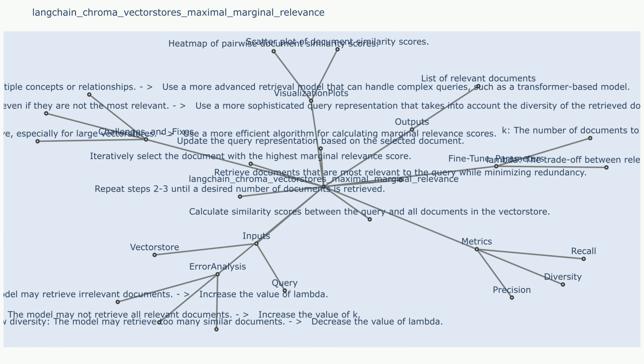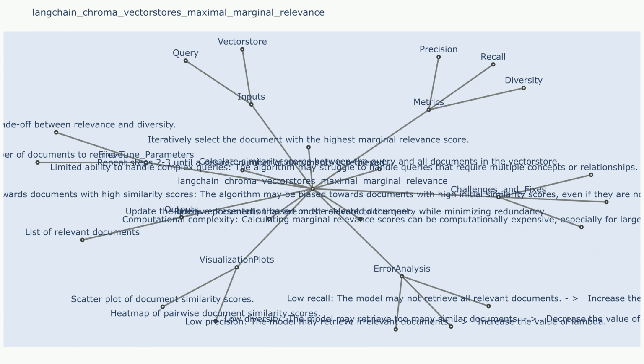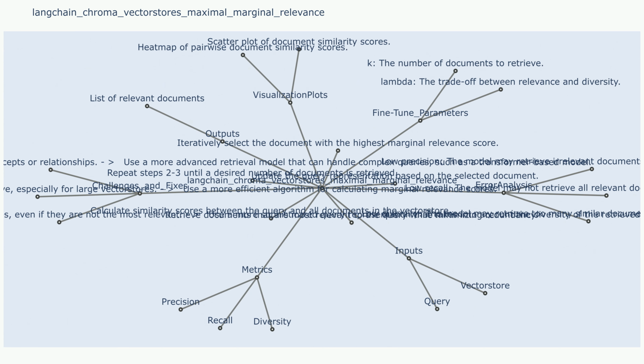Fine-tune parameters. Lambda: this parameter controls the weight given to relevance and diversity scores when selecting documents. A higher lambda emphasizes relevance, while a lower lambda prioritizes diversity. Uncertainty methods. Confidence intervals: by computing confidence intervals around the relevance and diversity scores, we can quantify the uncertainty in the retrieval results. Bayesian inference: this approach can be used to incorporate prior knowledge about document relevance and diversity, leading to more informed retrieval decisions.